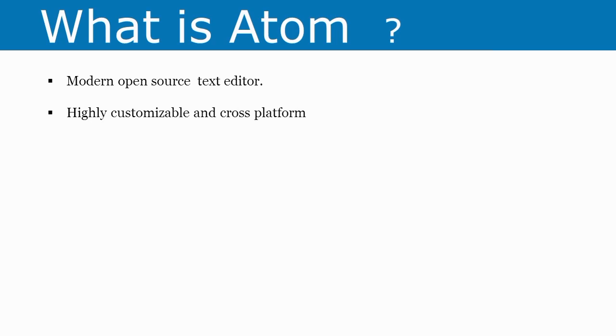Hello there. Welcome. In this lecture, I'll be describing what Atom is. What is Atom? Atom is a modern open source text editor. By open source, that means it is free to use and also is open for people to contribute to make it better. It is highly customizable and cross-platform. So you can change its default appearance and also you can use it on any operating system.